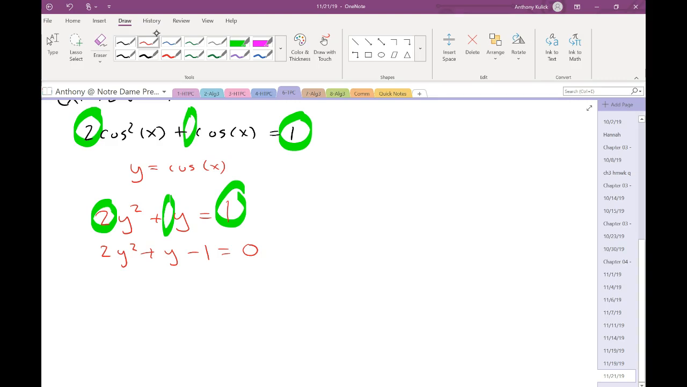Let's use factoring to do this one, because I think that's probably the more familiar.